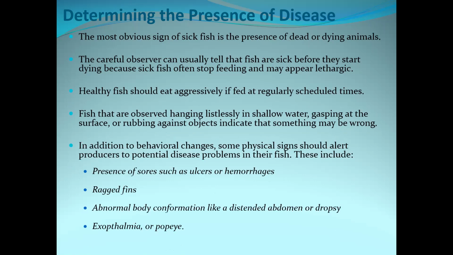These include presence of sores such as ulcers, hemorrhages, rag fins, abnormal body conformation like distended abdomen or dropsy, exophthalmia or Popeye, basically the eyes getting big and distended from the sockets. So all of these are good physical signs that something is wrong with the fish.